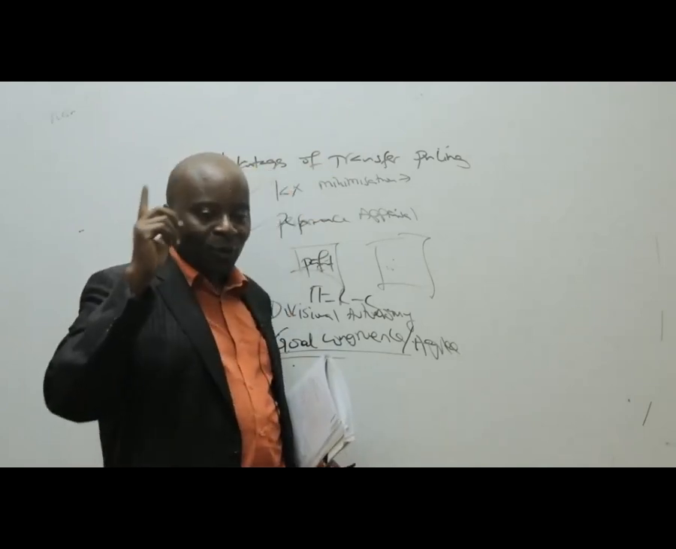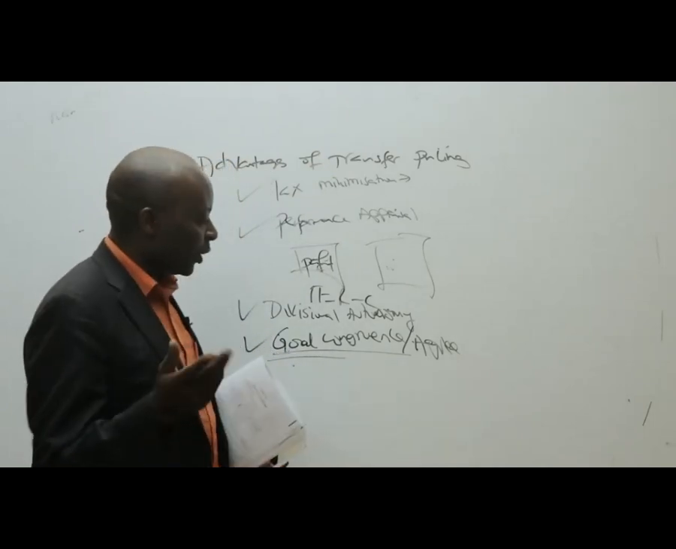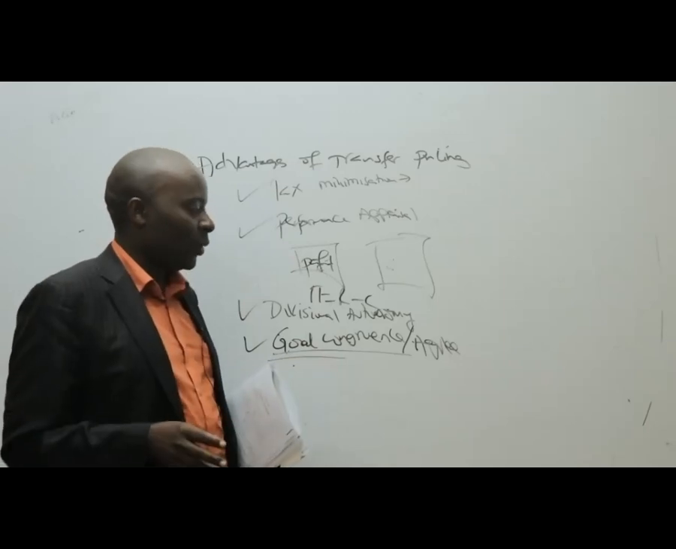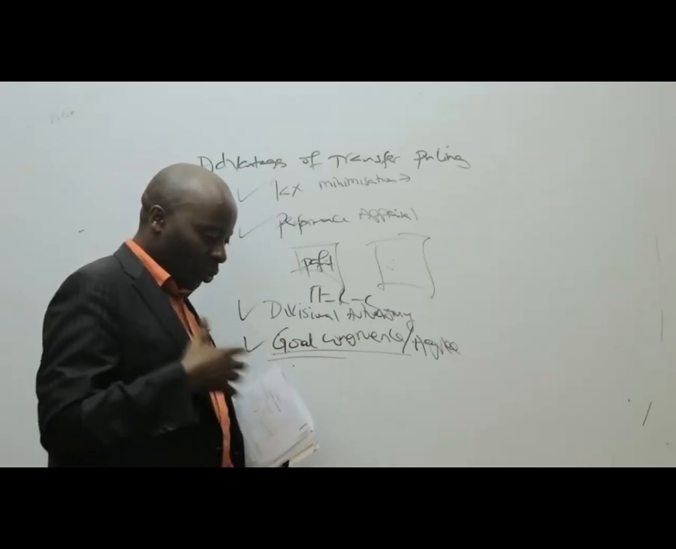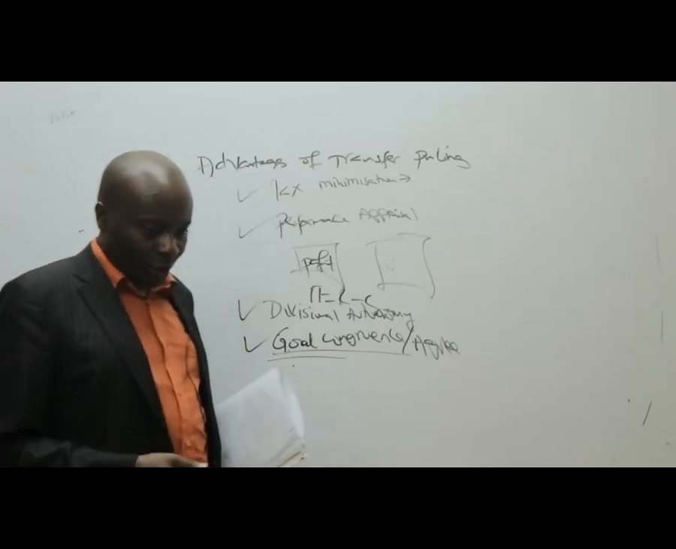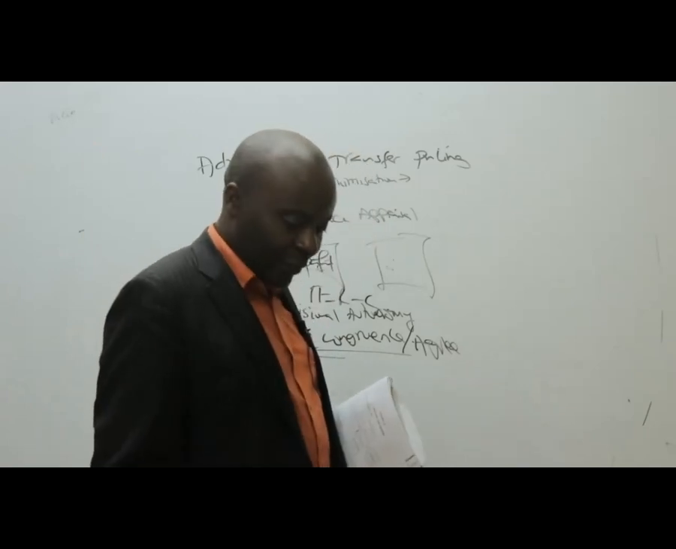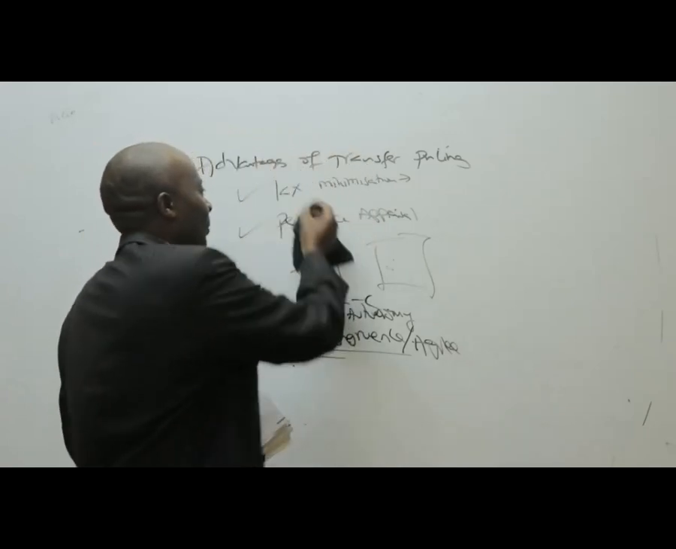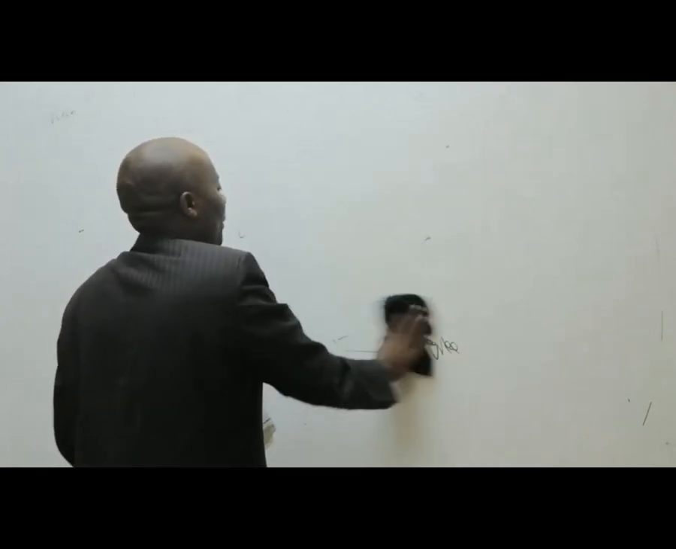So goal congruence, divisional autonomy, and quality assurance. I like quality assurance, although those ones will be coming in as secondary. Quality assurance, because we know that we are making these products ourselves, so the quality is assured. You're also promoting your internal production capacity.